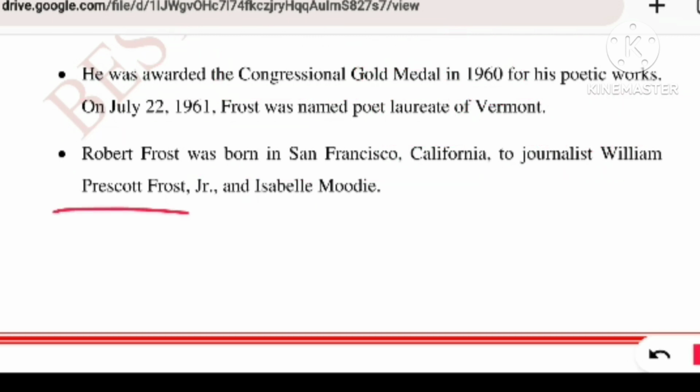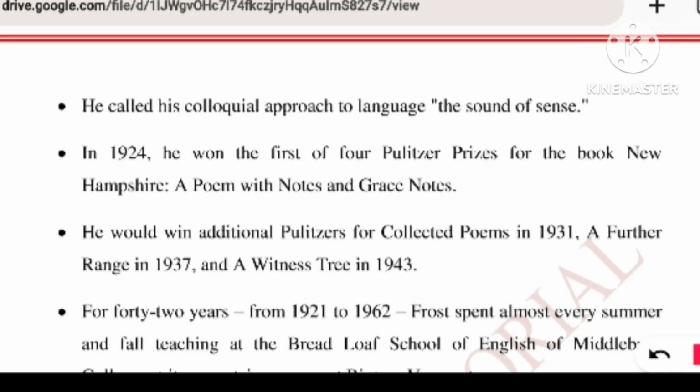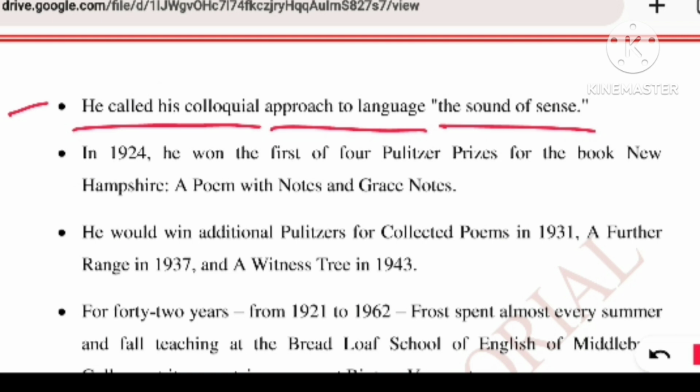His parents' names are also important. Next important point is this one. He called his colloquial approach to language the sound of sense. Now see, you might get a question on this. Who called his colloquial approach to language the sound of sense? You have to write Robert Lee Frost. Okay. Now what does it mean?